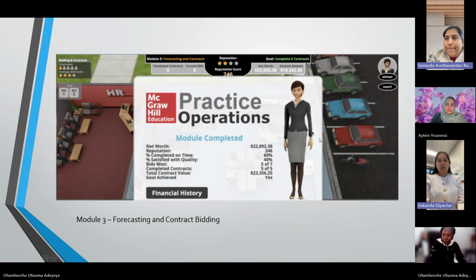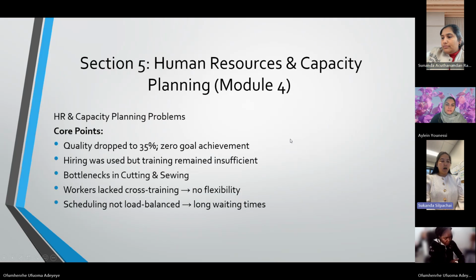If you see the summary of module 3, you will see that we were able to complete the contract, but we did not gain much in the account balance. So moving on to module 4, section 5, HR and capacity planning. We faced significant HR and capacity challenges.